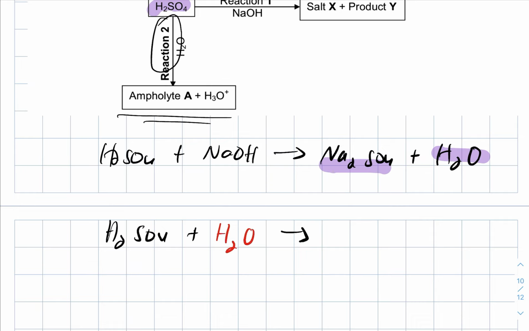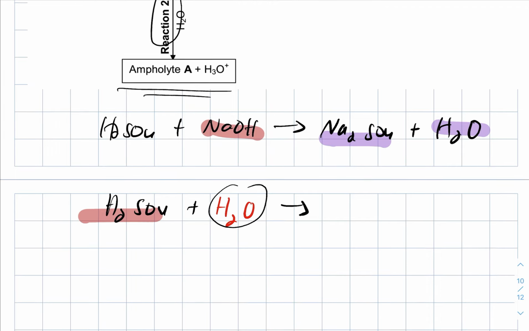Now the water that's being reacted here with the sulfuric acid is going to act as a base, just like the sodium hydroxide here was a base. This is an acid, it's never going to act as a base. So the water here is going to act as a base. Remember, water is amphoteric, it can act as either a base or an acid. In this case, it acted as a base.